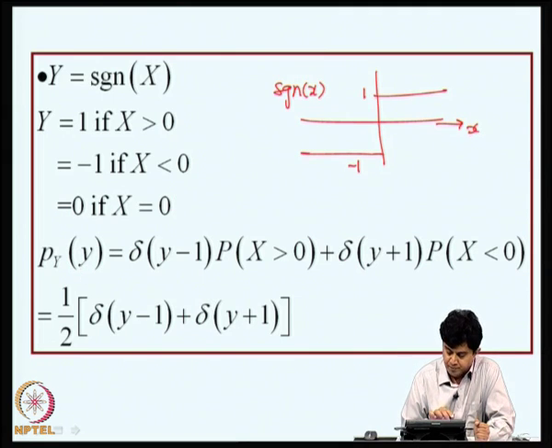Therefore, I get the probability density function of y to be Dirac delta of y minus 1 times probability of x greater than 0, plus Dirac delta of y plus 1 times probability of x less than or equal to 0. So, with that I get the density function to be half of Dirac delta y minus 1 plus Dirac delta y plus 1.